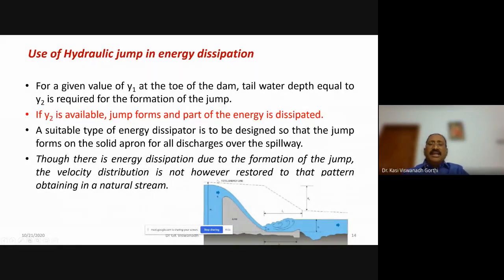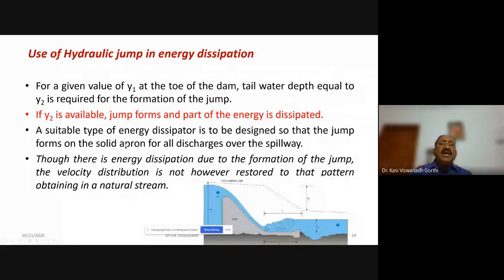Why I say all discharges is that the head over the crest may not be the same all the time. It depends on the inflow flood into the reservoir. If there is more inflow flood into the reservoir, the head over the crest will be more, more water will be falling to the downstream foot of the spillway, the impact is more, and there will be high kinetic energy. So it is a variable parameter. We need to see that for any discharge flowing over the crest of the spillway, there should be formation of the hydraulic jump.